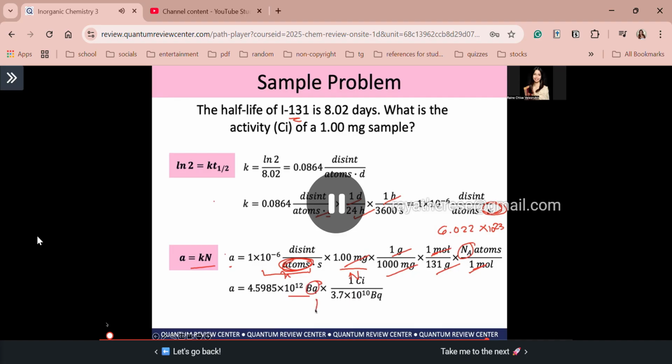Binigay ko na agad yung becquerel guys, but that is still equal to disintegration per second. And tama naman guys, di ba? Kasi na-cancel na itong atoms, cancel. Ang naiwan mo na units for activity is disintegration per second, which is just equal to 1 becquerel.